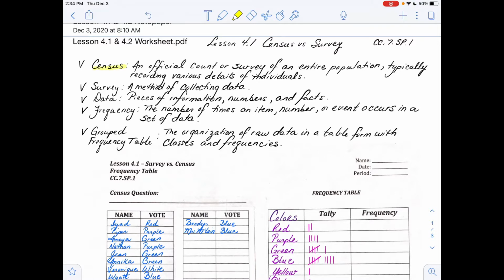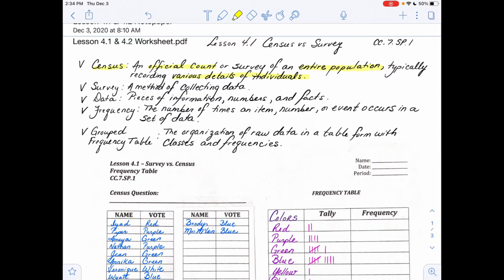What a census is, it's an official count or a survey of an entire population. That's the big key here. It's the entire population. I can't leave out anyone. And it usually records various details of individuals.